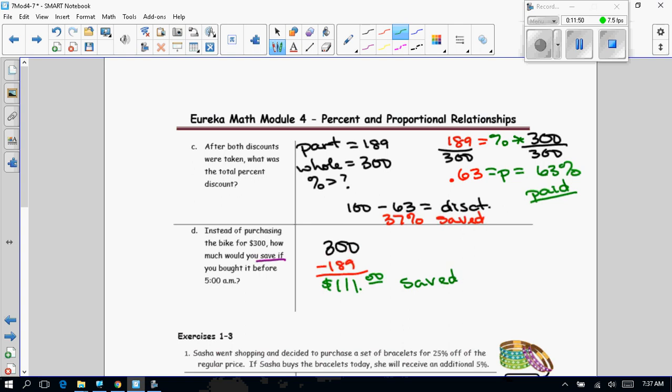Do you believe it's worth it to go to the store and do this? $111, that's a whole other gift or two that you could get. So I think it's worth it. I would have done it.